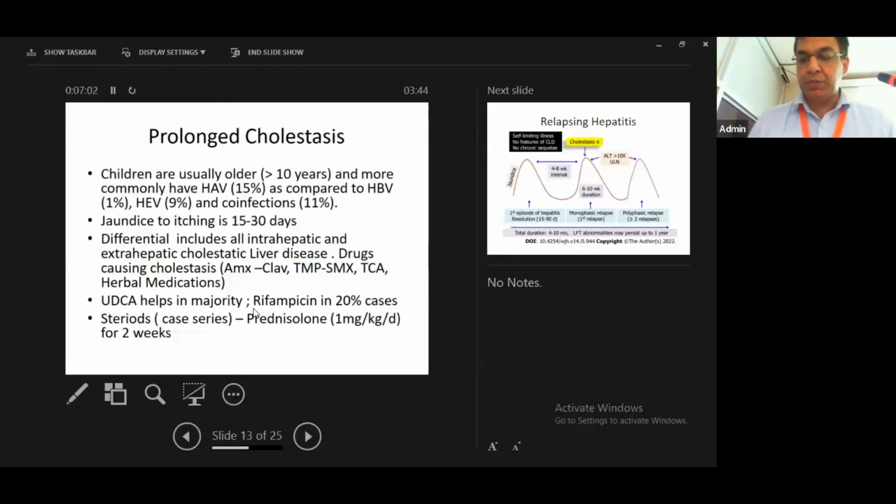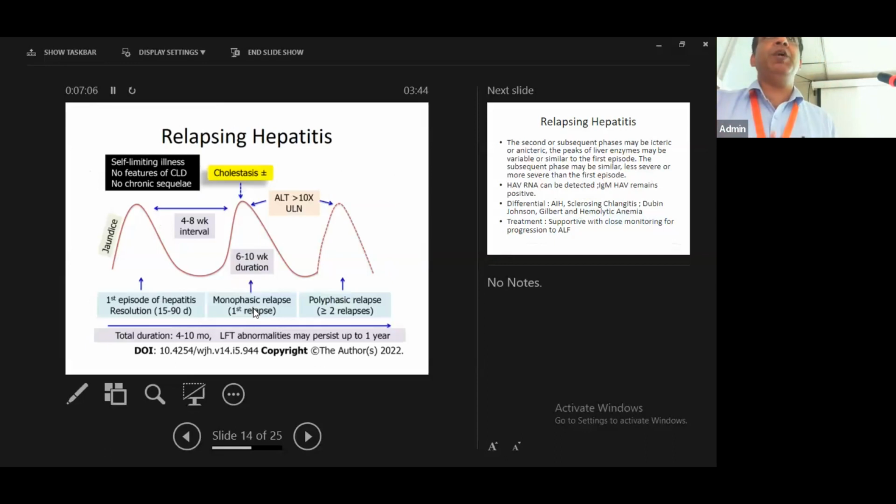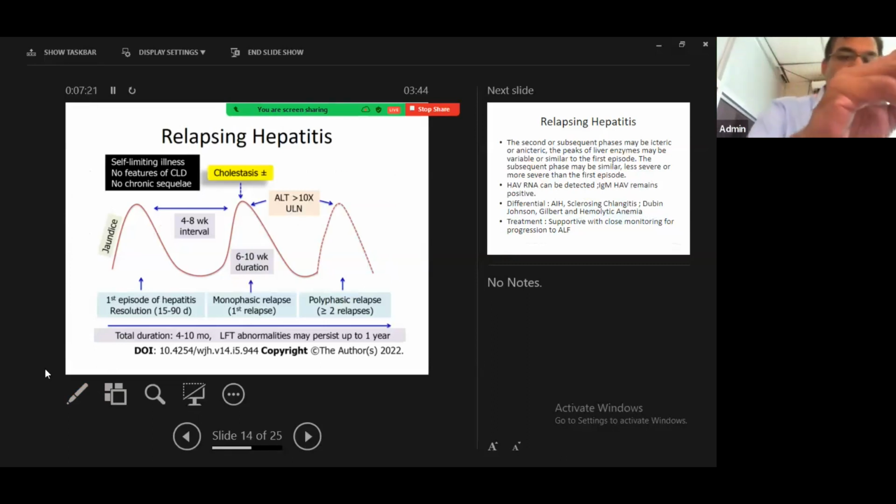These are only case reports of cholestasis. Coming to the next scenario, which is relapsing hepatitis. If you see relapsing hepatitis, there are basically 2 episodes of jaundice with an interval of around 4 to 8 weeks between the 2 episodes.